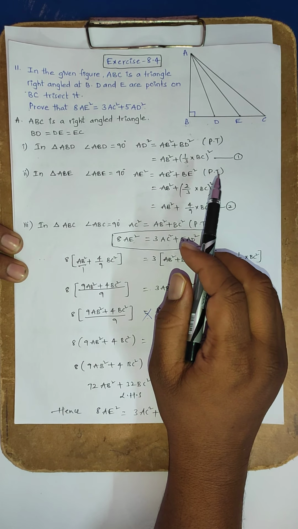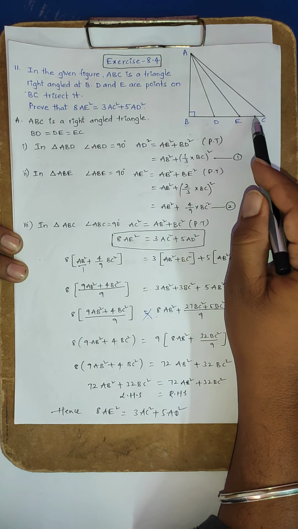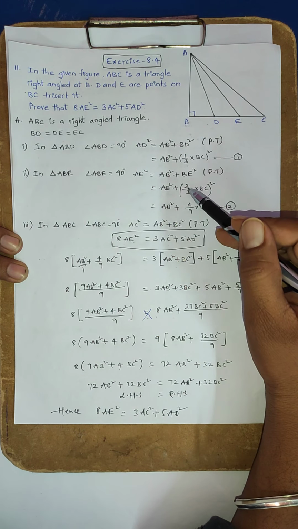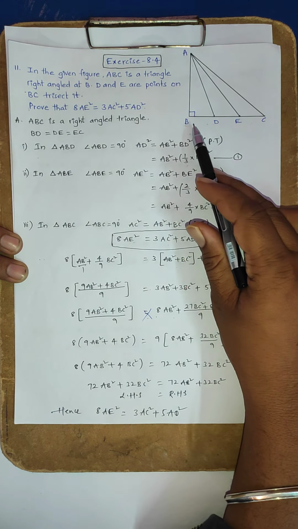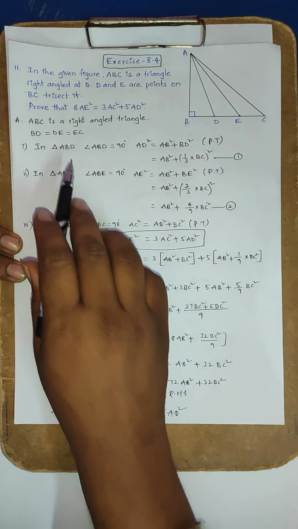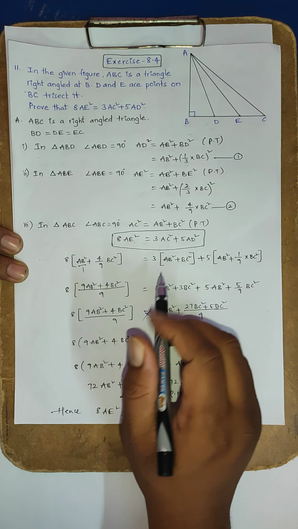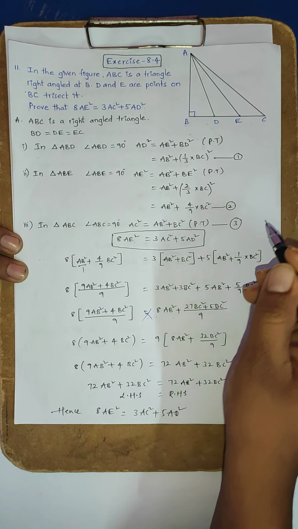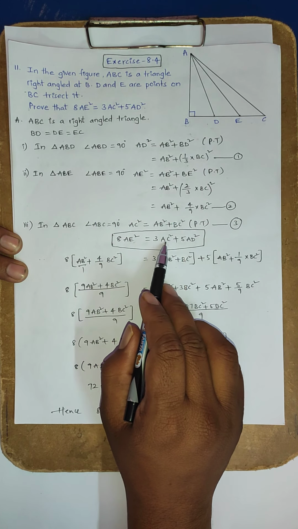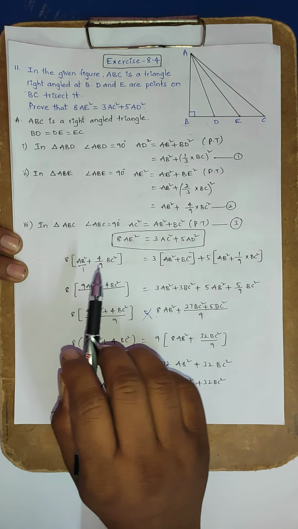Pythagoras theorem. Now, the total length is 3 parts. BD is the first part, 1/3 of BC. BE is the second part, 2/3 of BC, and BC is the whole, the same. Now the condition given is 8AE square is equal to 3AC square plus 5AD square. We are asked to show this equation.